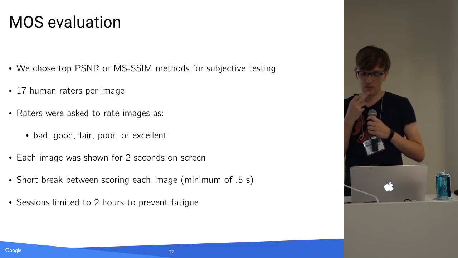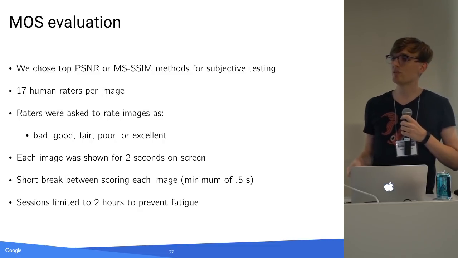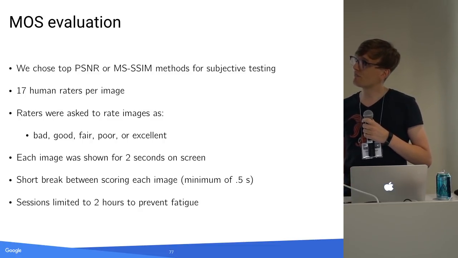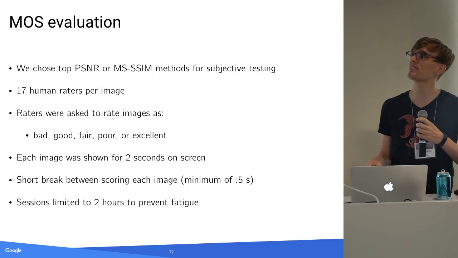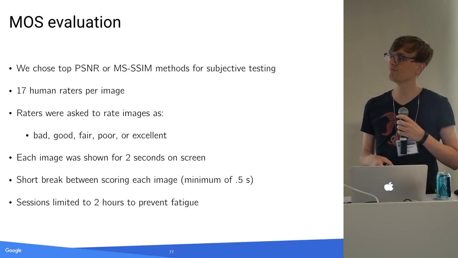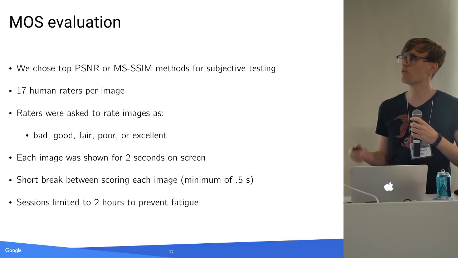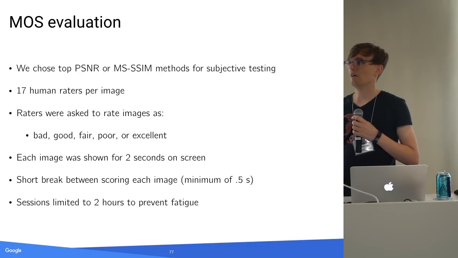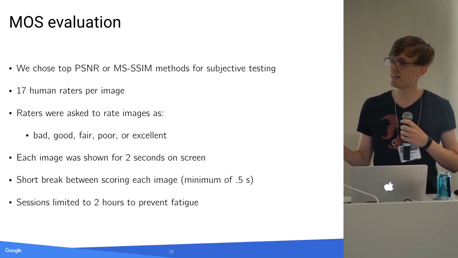For the evaluation, we first computed PSNR and we computed MSSIM. And then the top methods in both metrics were selected to send for subjective testing. There we had 17 human raters per image. And those raters had 5 choices for scores. Each image was shown for 2 seconds, and then there was a short break followed by the scoring.